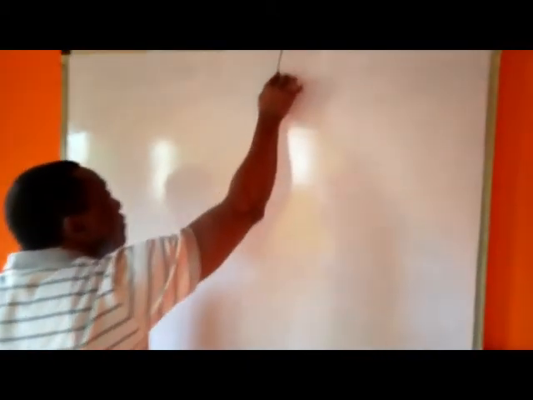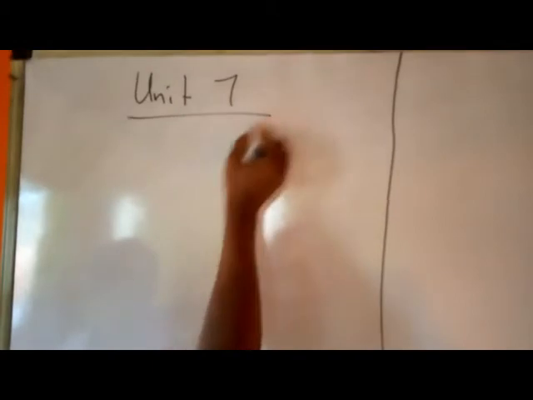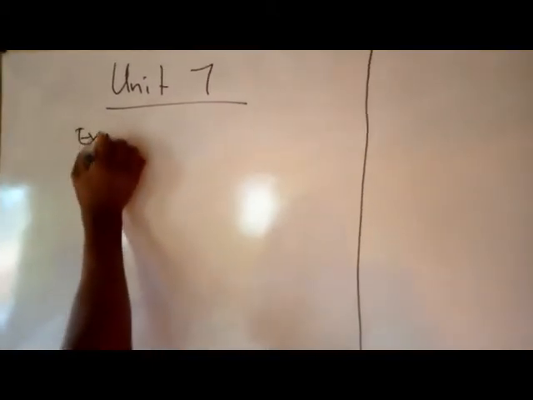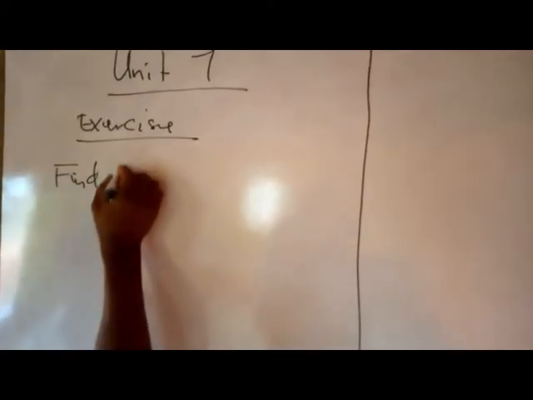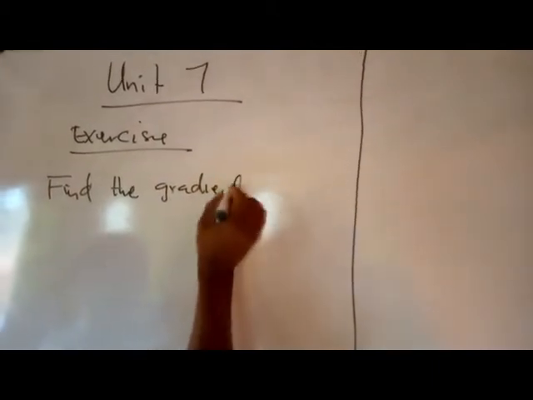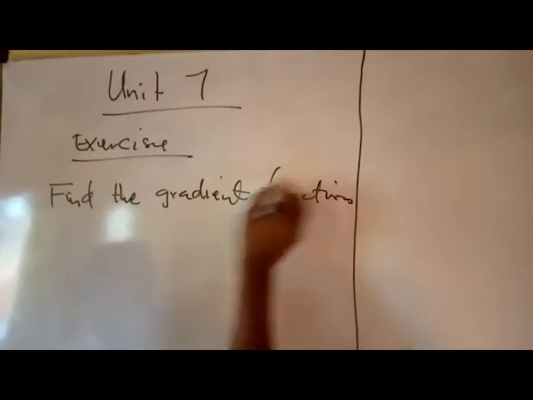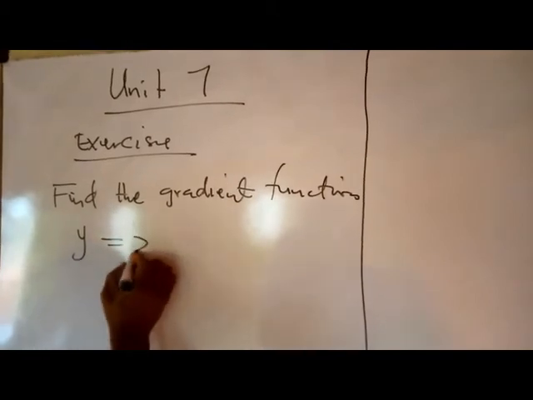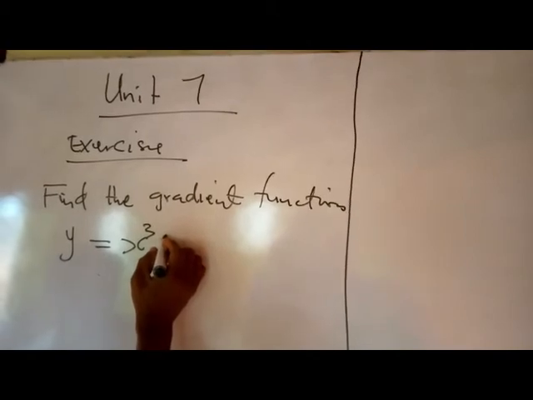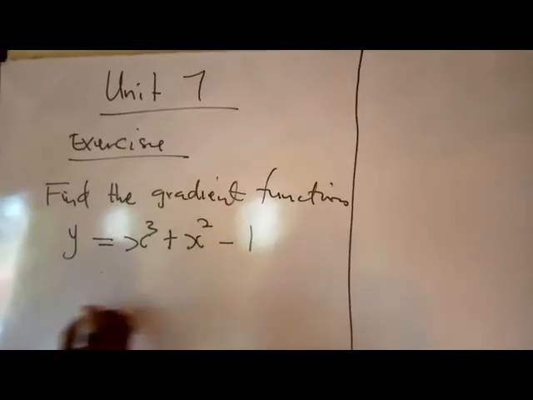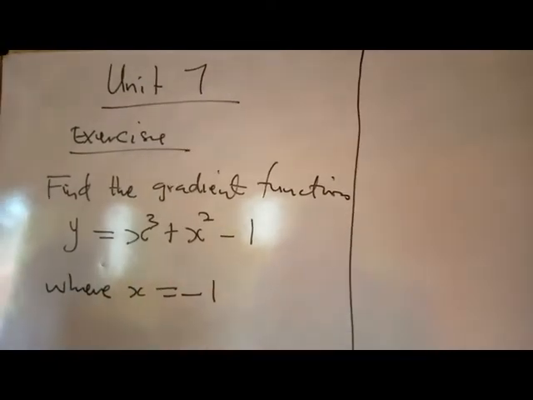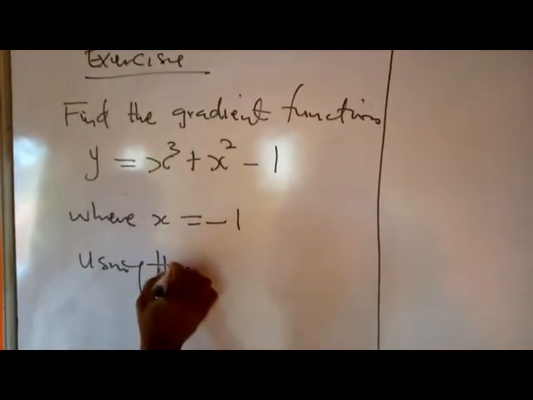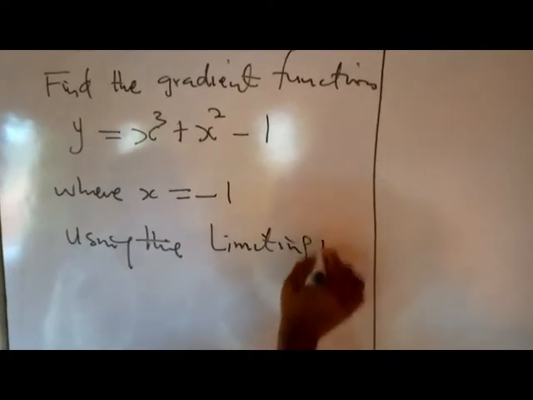So, we look at Unit 7 and exercise, find the gradient function y equals x raised to power 3 plus x raised to power 2 minus 1, where x is equal to minus 1, using the limiting process.